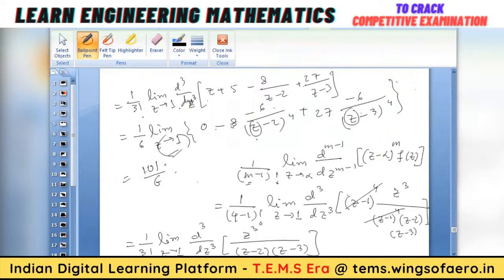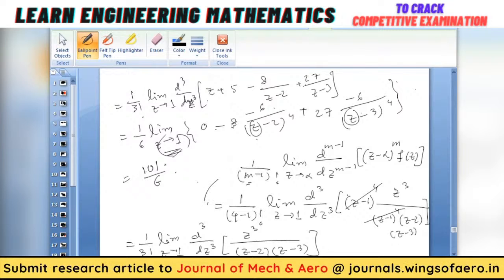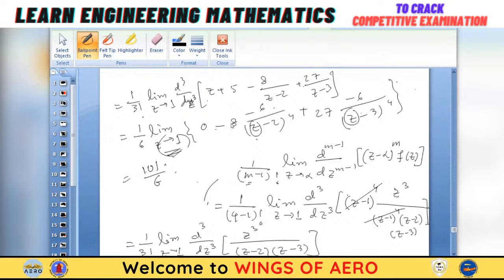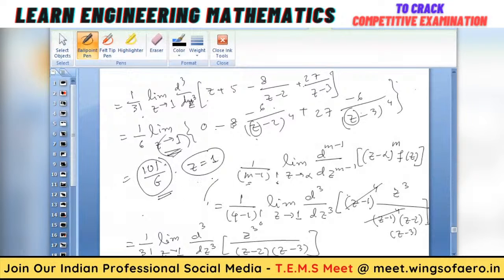It is only the derivative and putting the limiting value and nothing else, only simplification. But in the exam, this kind of large problem will not be there. Just to make you understand, I am explaining this large problem so that in the case of a small problem, you will do it very easily at z equal to 1. So what is the residue at z equal to 1? This is the residue at z equal to 1.